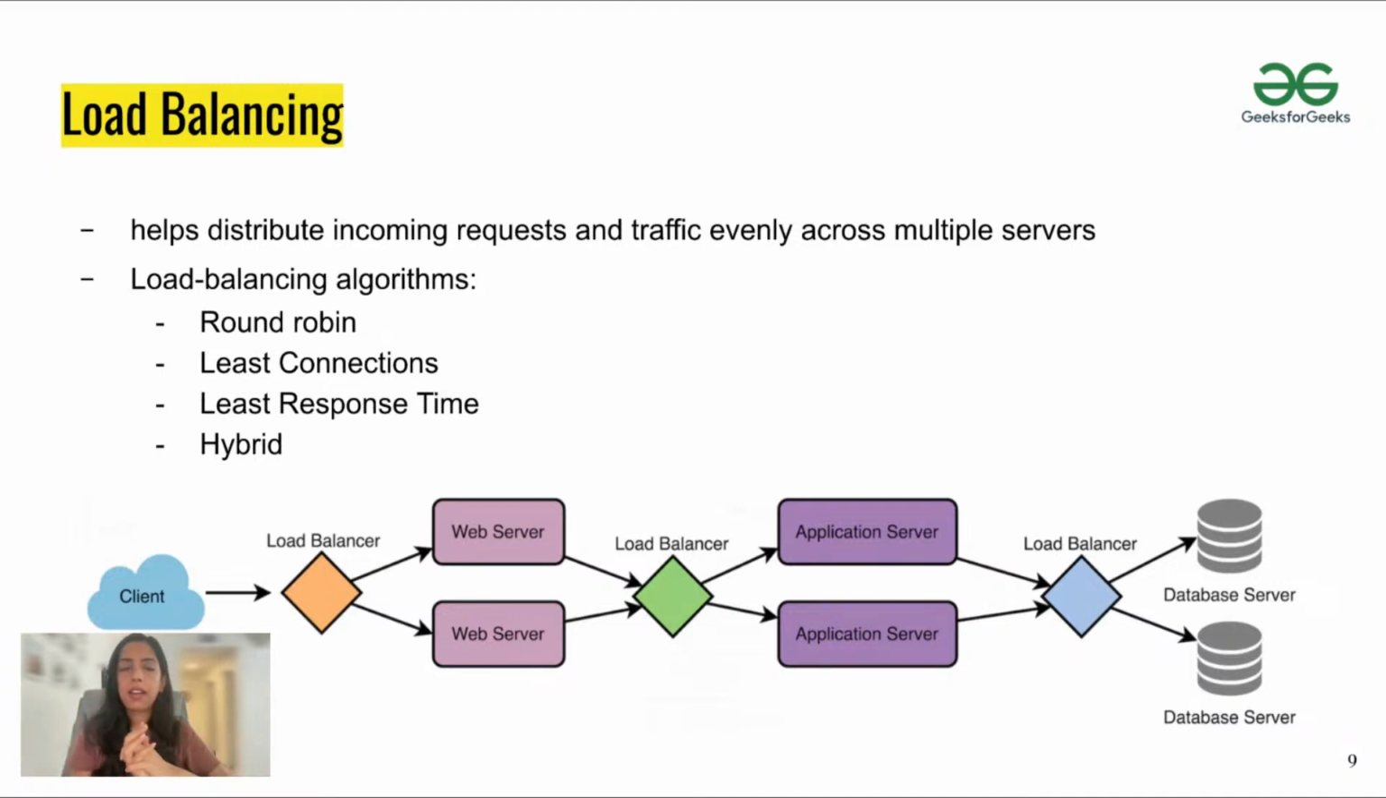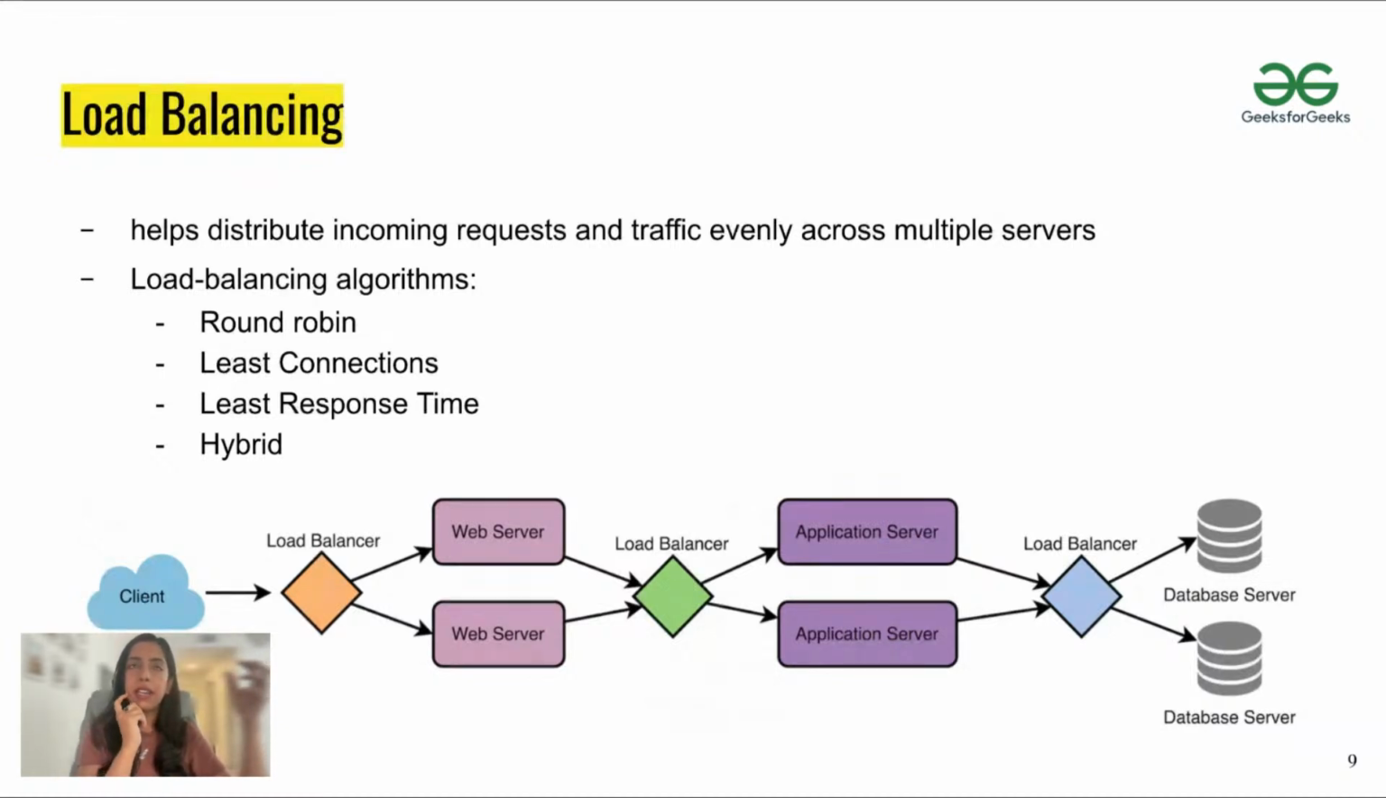Now, there are a lot of load balancing algorithms. Let's say there is a round robin algorithm, which just rotates the request. So let's say you have four different servers, it'll start with the first one. The first request goes to the first, the second goes to the second, third goes to third, fourth goes to fourth, and the fifth one again will go to the first one. So it goes in a round robin manner.